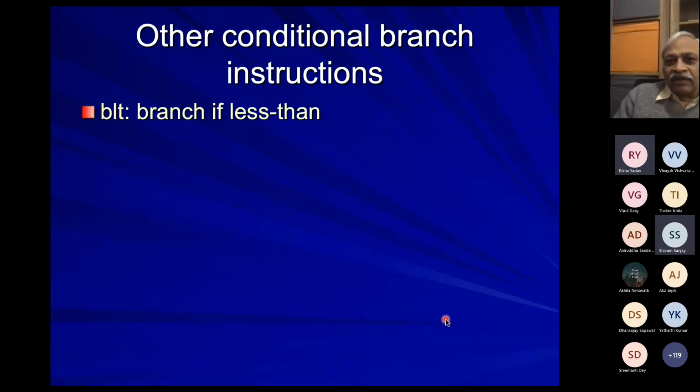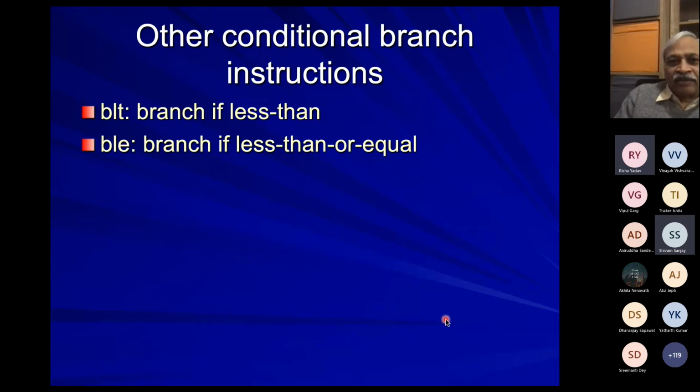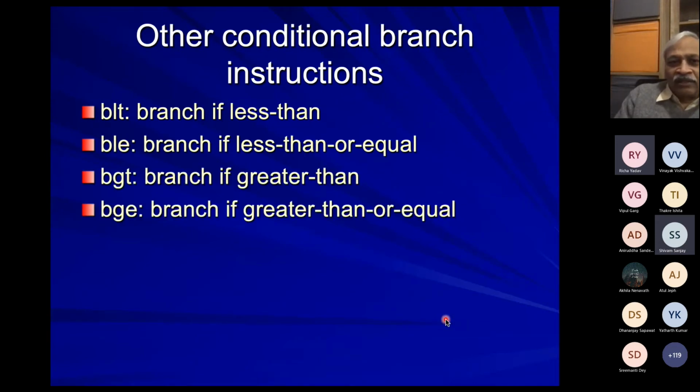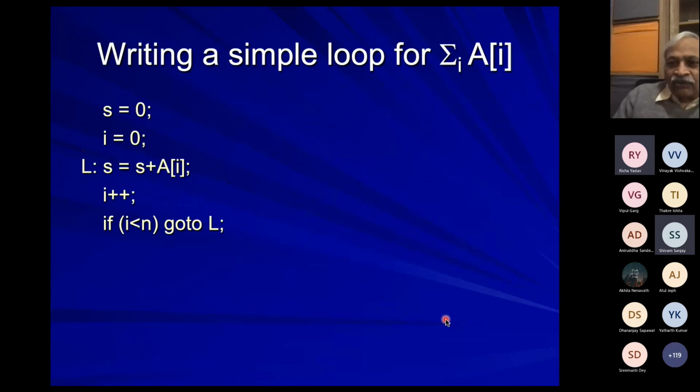So you can have other conditional branches like BLT, branch if less than, BLE, branch if less than or equal to, GT, GE, and so on. So now finally, let's write a simple loop which performs sum of array elements.